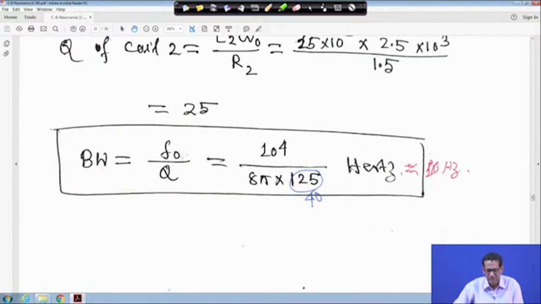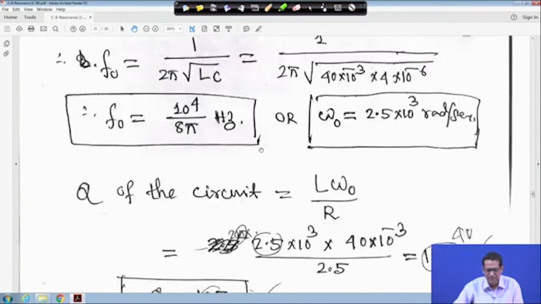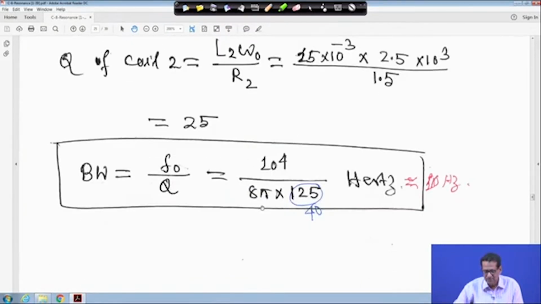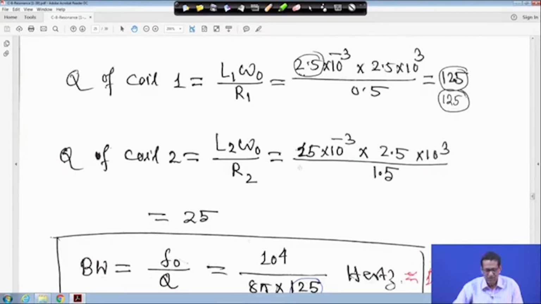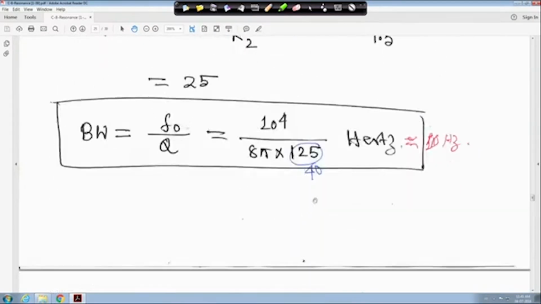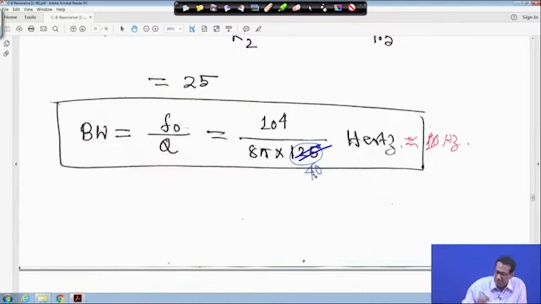So bandwidth is equal to F0 upon Q, we have done this. Substitute all these values. F0 is equal to 10 to the power 4 upon 8 pi hertz, and Q is 40, the overall Q we got. It is corrected here, it is 40, right? So if you do it approximately, it will become 10 hertz. So this is the bandwidth. This is not 125, this is 40 because we got it, so the bandwidth will be approximately 10 hertz.